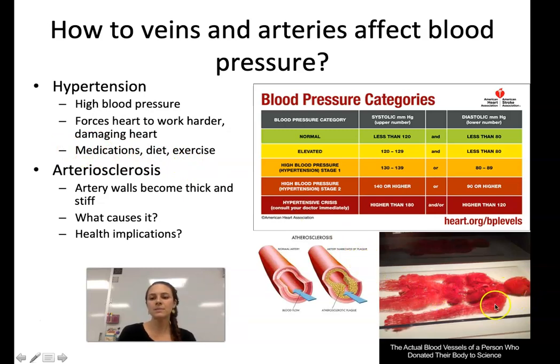And then I just want to show you this picture real quick. These are actually capillaries. So you can see how many capillaries travel through the body. This is somebody who donated their body to science. The heart's here. The bigger vessels are the veins and the arteries. And then these small vessels, those are the capillaries.